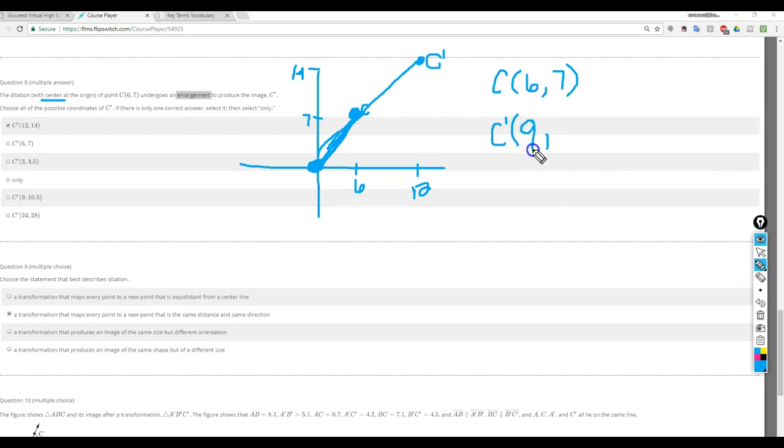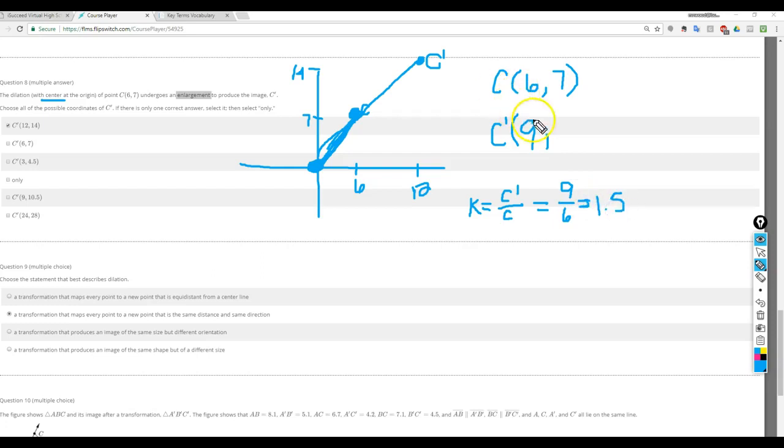So if I ask myself, okay, what would I have to multiply 6 by in order to end up with 9? And I'm thinking, well, I don't know right off the top of my head. How can I find that? You would set up your scale factor, and we'd compare C prime to C. So I'm only going to compare the x-coordinates right now. So 9 divided by 6, this would give us a scale factor of 1.5. So is 1.5 greater than 1? Yes.